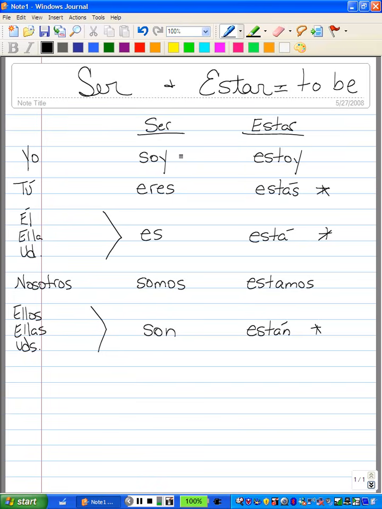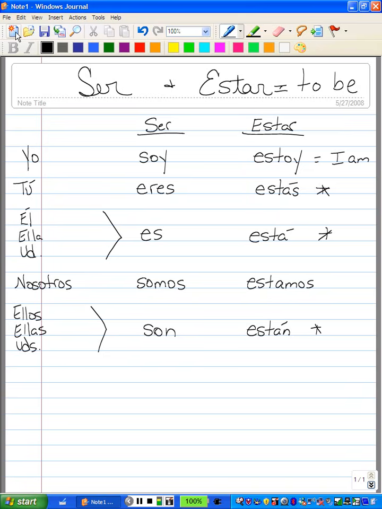So yo soy and yo estoy both mean I am. Tú eres and tú estás both mean you are. Él es and él está both mean he is. Ella es, ella está both mean she is, etc. You have to know when to use each one, and you've already seen the verb estás and estoy, I believe, from Lesson 1 when you learned how to ask someone how they are. ¿Cómo estás? How are you? And the answer we gave was estoy bien, estoy mal, estoy regular, etc.